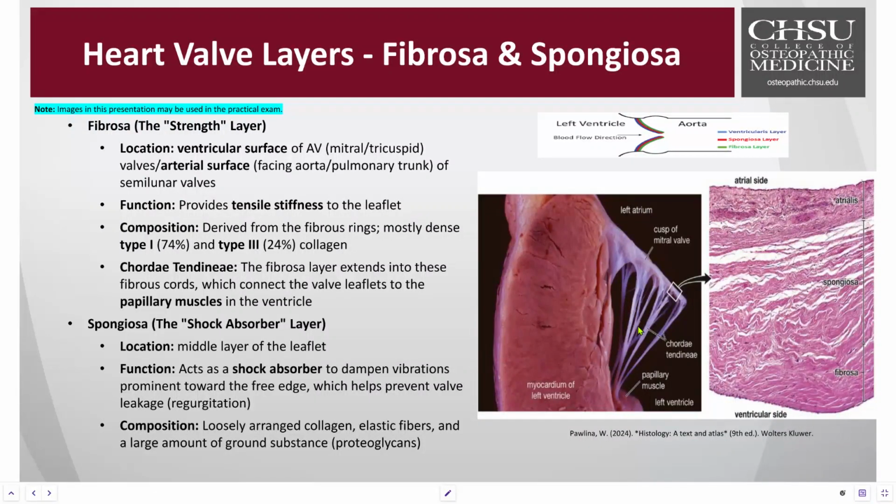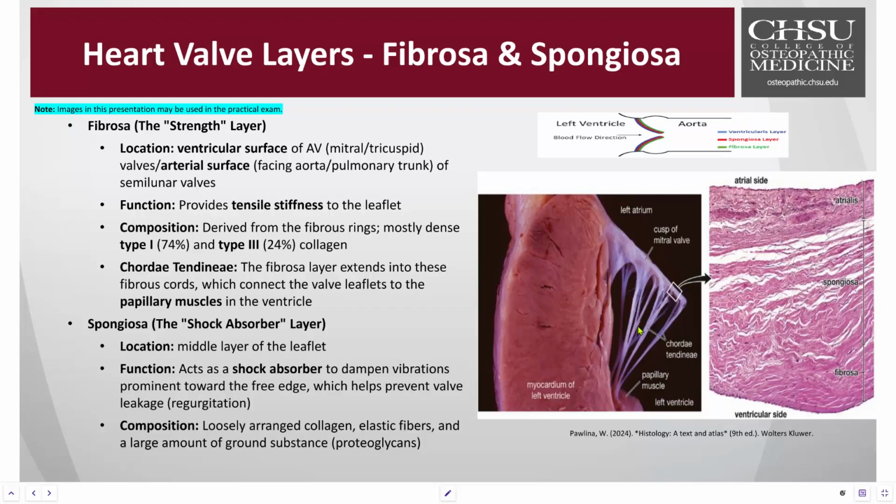Critically, in the AV valves, the fibrosa layer extends directly into that extension of the heartstrings called the chordae tendineae, and these fibrous cords are shown in that gross image on the right. They then connect to that bed of papillary muscles within the ventricles. You get the pectinate muscles in the atria as well as you have the papillary muscles in the ventricles.